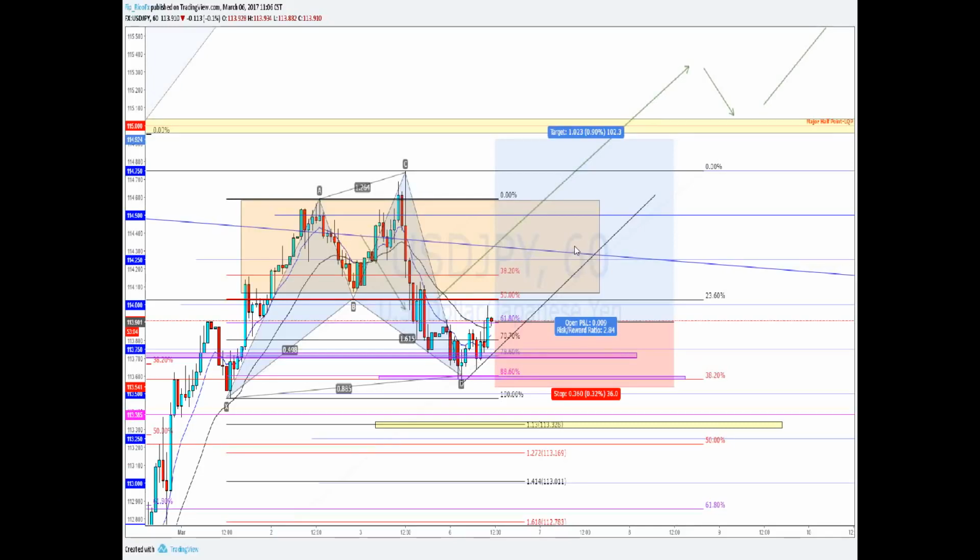Now, this is, I believe, a shark pattern. Yeah, it's a shark because it broke the high right here. Let me pull out my tool. I thought this was going to be a bat pattern, but it broke the high, so it's probably a shark. So the 886 is going to be our D point. I'm looking to buy off of this D point, off this harmonic pattern.